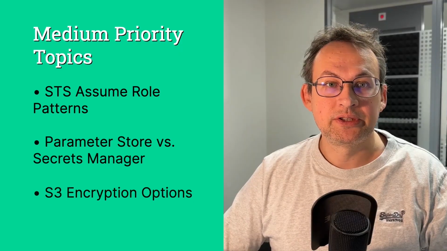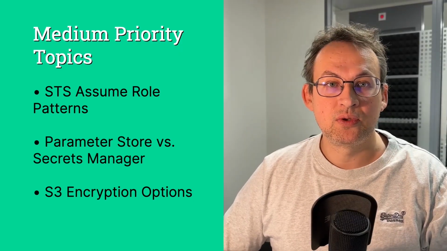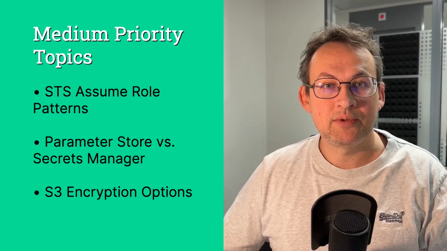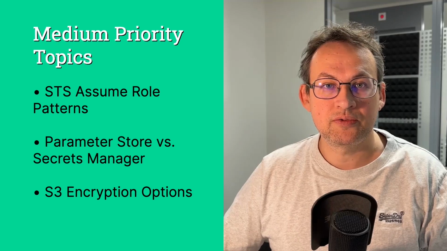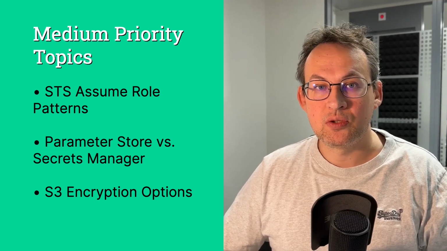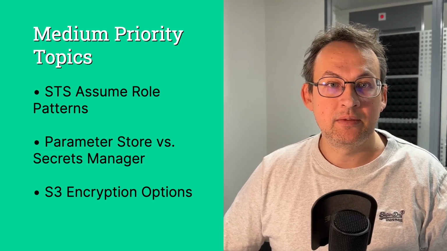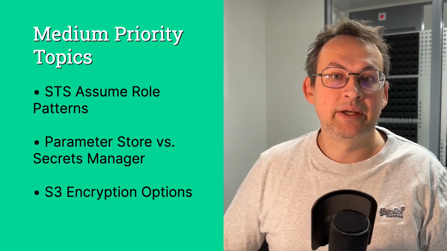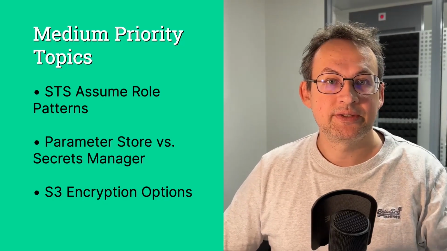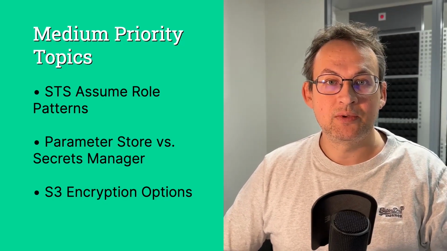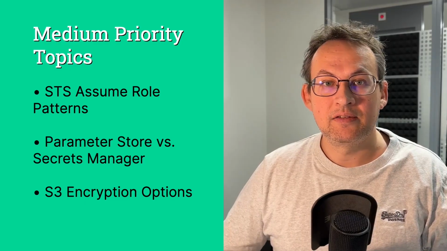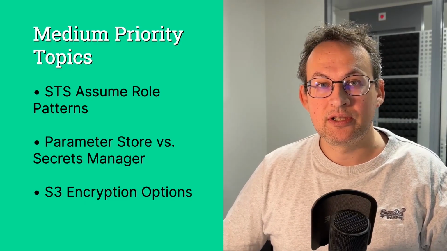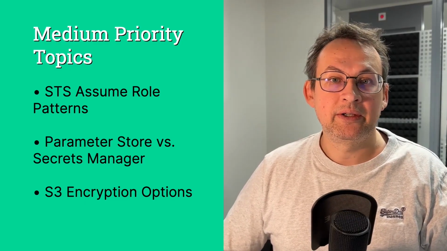And medium priority: learn STS assume role patterns. Understand Parameter Store versus Secrets Manager trade-offs. Know S3 encryption options. Understand ACM for certificates. Know the concepts: understand SAML and OIDC basics. Know JWT structure at a high level. Understand key rotation strategies. Know what PII and PHI mean.